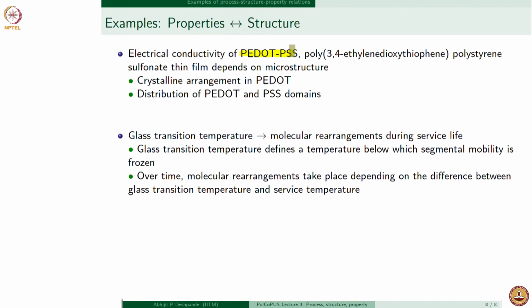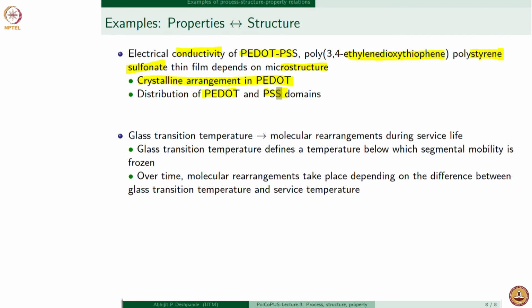Very interesting, isn't it? So the repeating unit in this case is ethylene dioxythiophene. And it is mixed with another polymer which is called polystyrene sulfonate. So it's a very complex material, and the conductivity in this depends very strongly on the structure of the material and in fact the microscopic arrangement in the material. So how is the crystalline arrangement of PEDOT, which is one polymer of this overall polymeric material, and how are the domains of PEDOT and PSS distributed with respect to each other? So you can see how the structure of the material determines its property, in this case electrical conductivity.